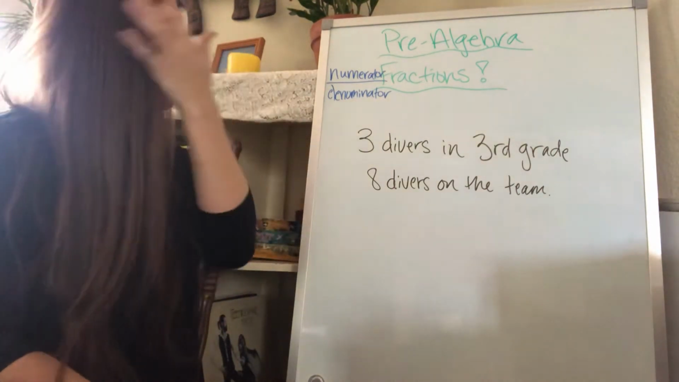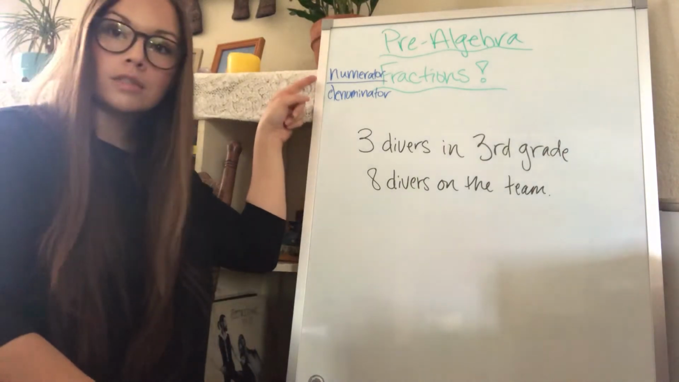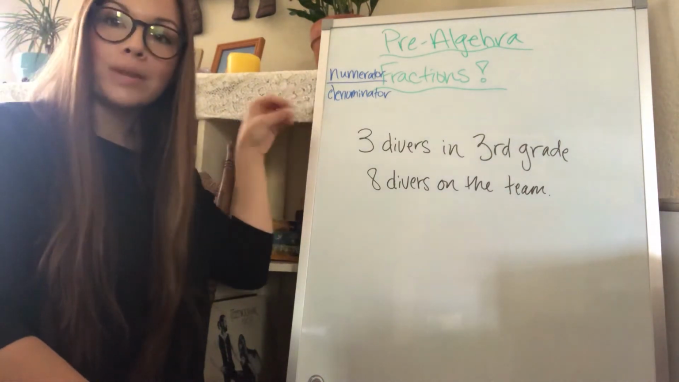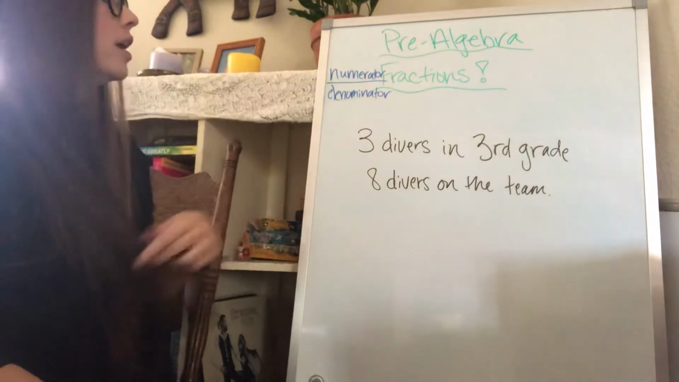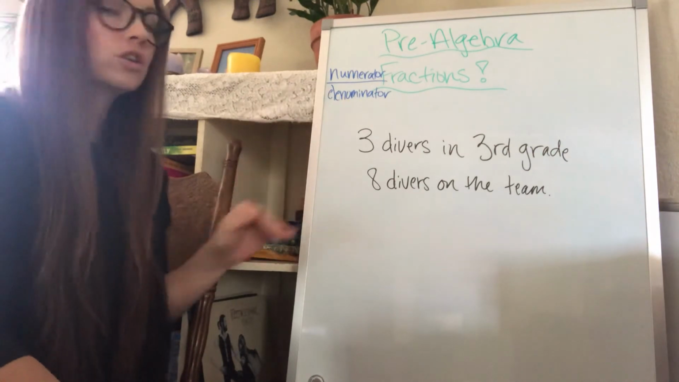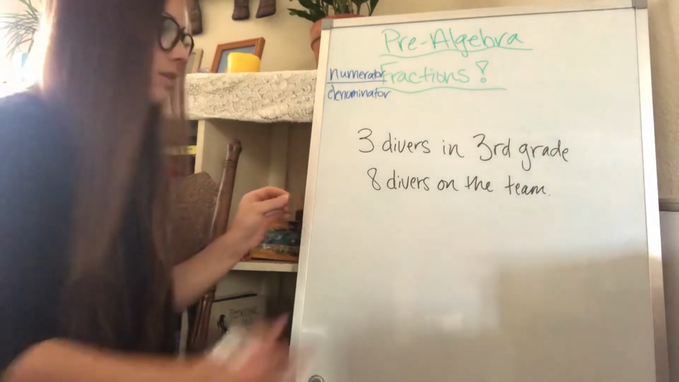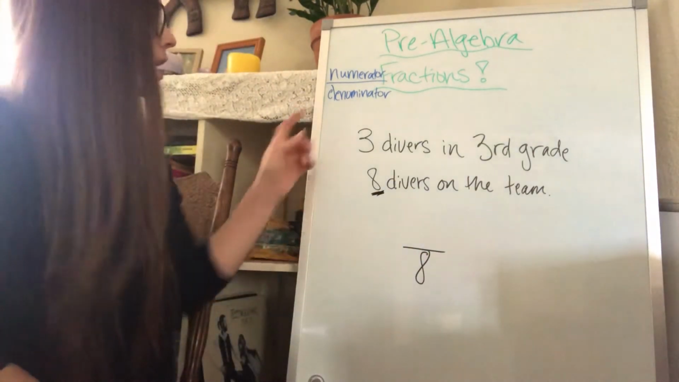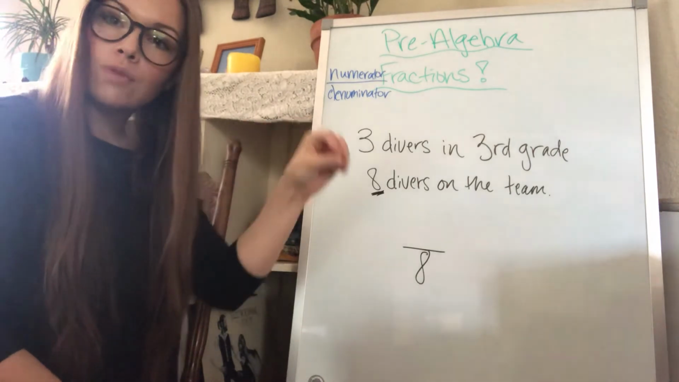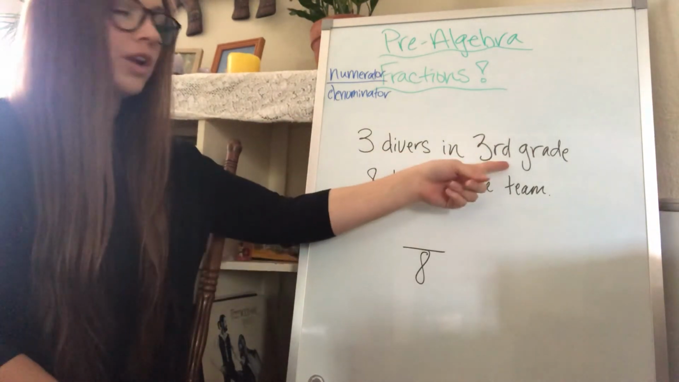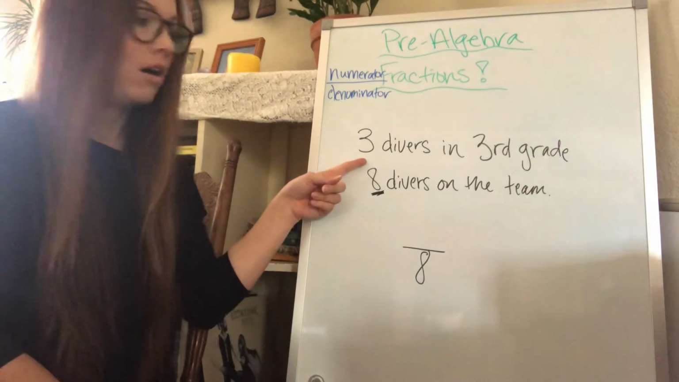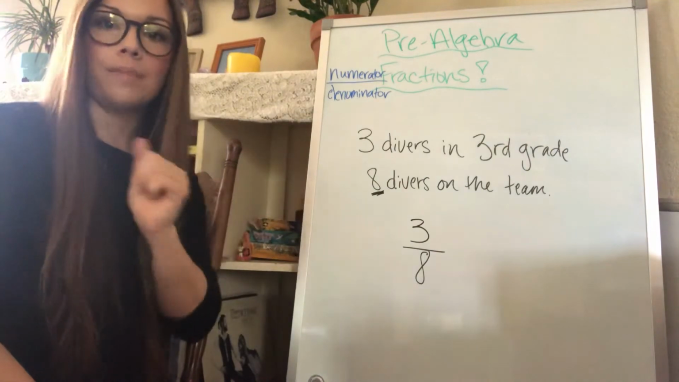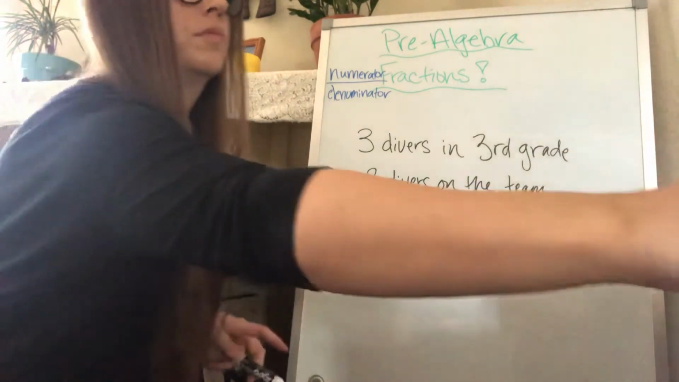Okay, so remember, our numerator tells us what number of the whole we're talking about, and our denominator tells us how many in the whole total. So in regard to this, how many divers are on the team is going to be our denominator. So we see that there are 8 divers on the team, right? The numerator is how many pieces of the whole we're talking about. So in this case, we're talking about 3rd graders, and there are 3 divers on the team that are in 3rd grade. So we're talking about 3/8 of the team. Okay? Makes sense, right?